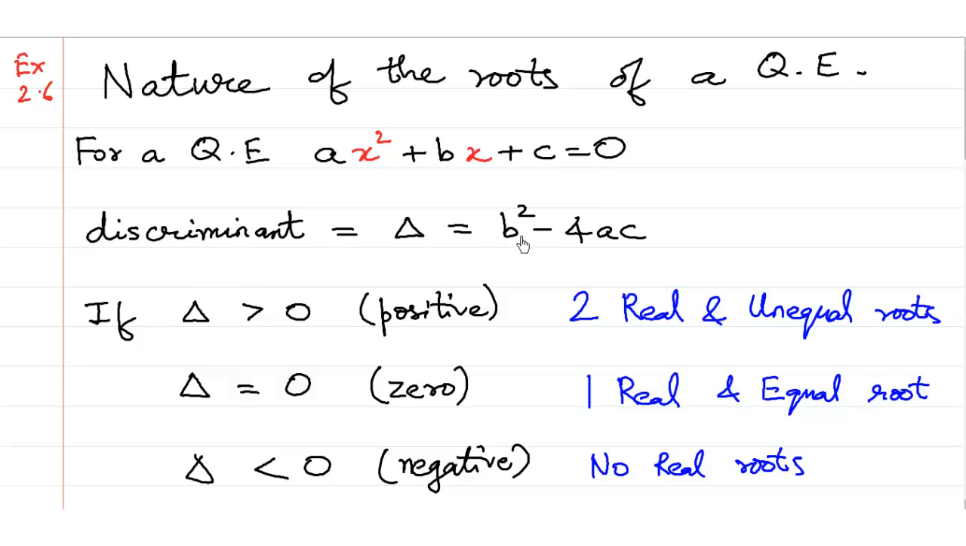Then b square minus 4ac is called the discriminant of this quadratic equation, and it is represented by the symbol delta. So this triangular sign is called the delta sign. So first of all, in order to find the nature of the roots of a quadratic equation, we need to find the value of b square minus 4ac. Now there are three possibilities.